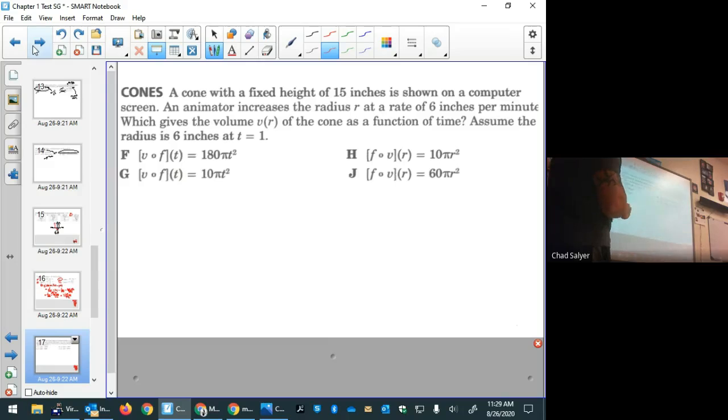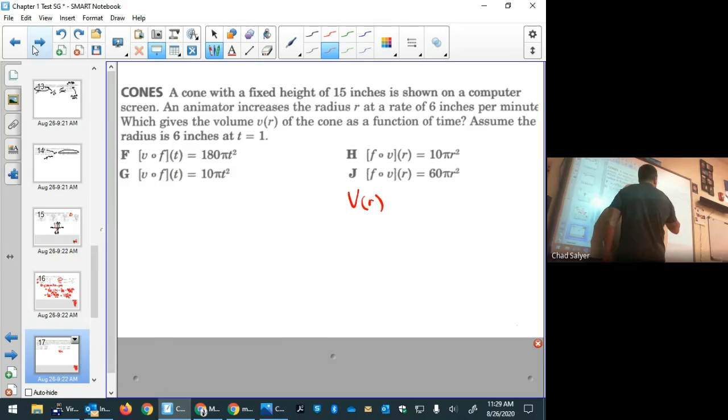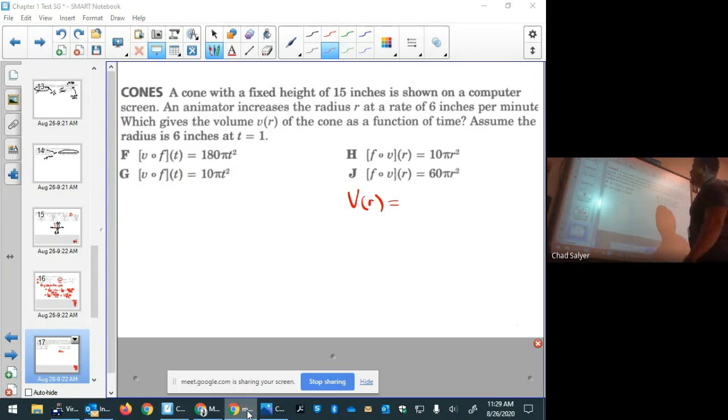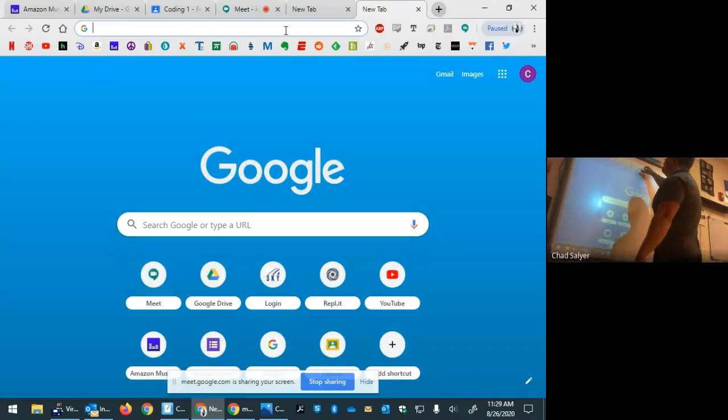On to 16. 16 requires you to know the volume formula for a cone. So the volume as a function of the radius of a cone. And that's easy to find on Google if you don't have it memorized. Most people wouldn't. So we're just going to type in volume of a cone.